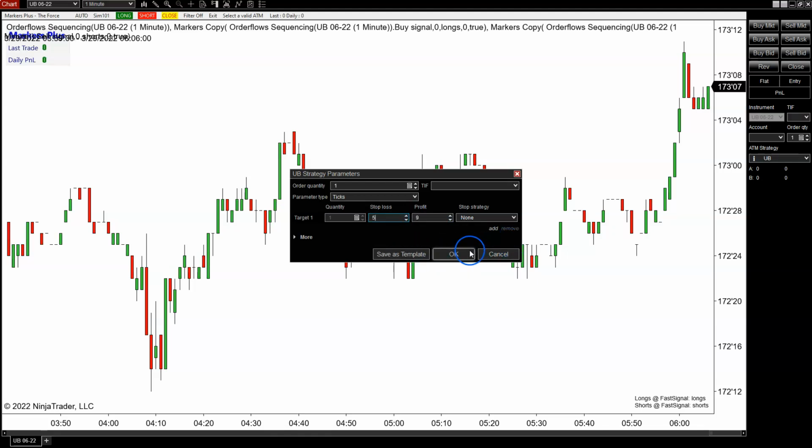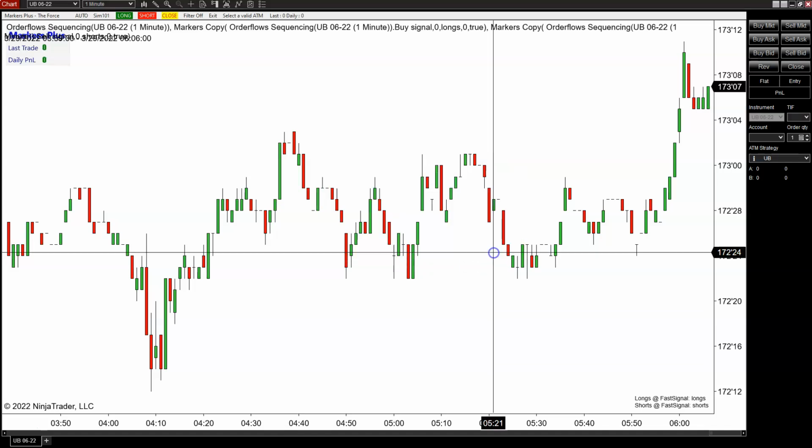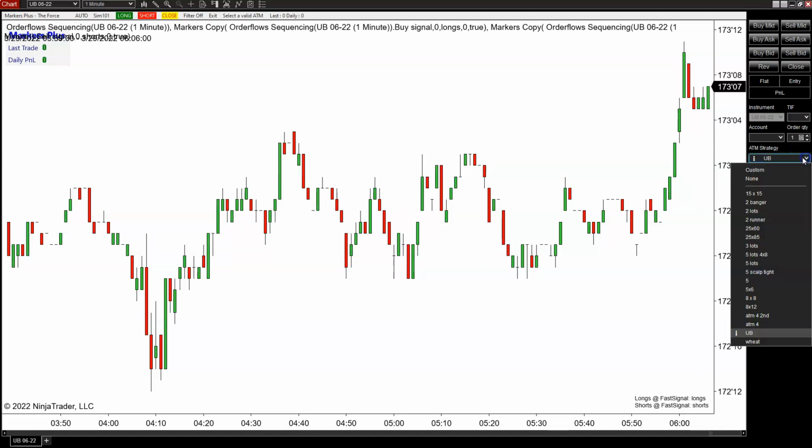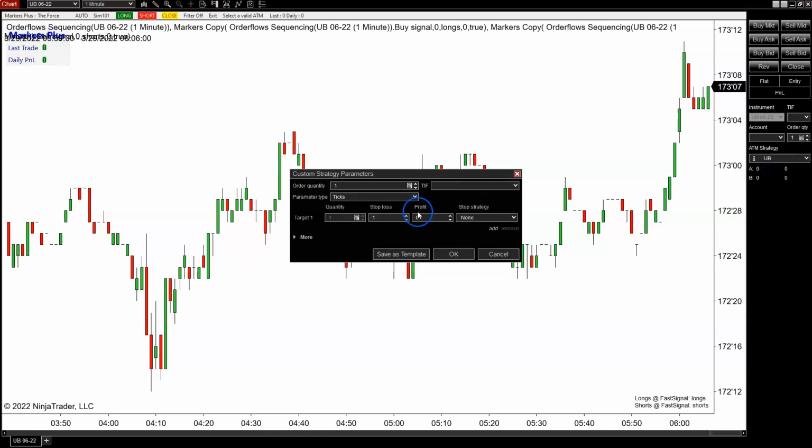Actually, let me see here. What I'll do is create a new one here. Go here, new custom. Okay. Use 5 and 9. That's almost what, 2-to-1? I mean, 5 and 10 would be 2-to-1, but I like to adjust my take profits, because there's times where it goes within one tick of your take profit and then reverses and goes to your stop.